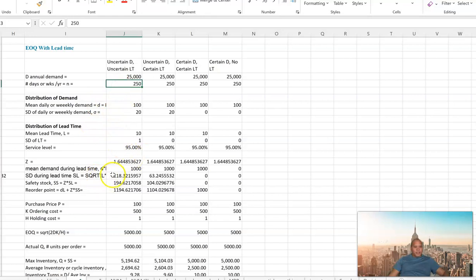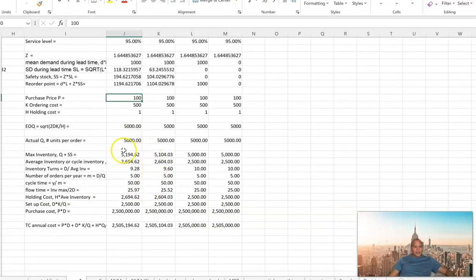So, given these parameters, we can calculate the mean lead time demand, which is simply 10 times 100. Then the standard deviation of lead time demand will be given by this formula here. From there we can get the safety stock, and if we know the safety stock, then we can determine the reorder point. It's going to be the mean demand times the mean lead time, plus the safety stock times the Z, where Z is a function of this service level.